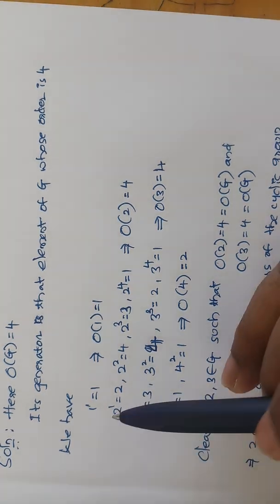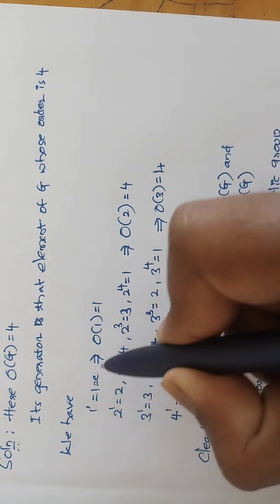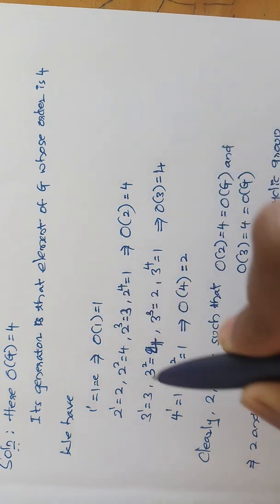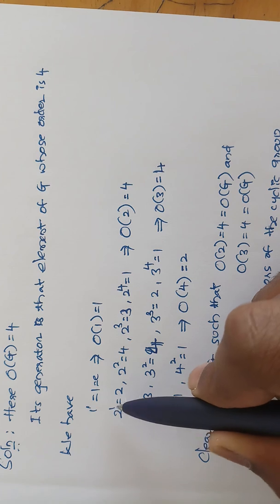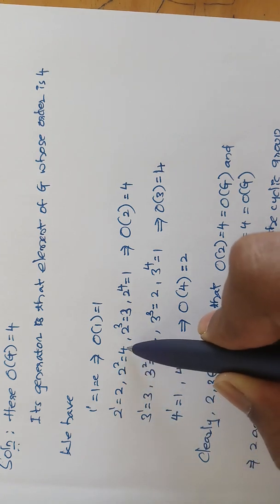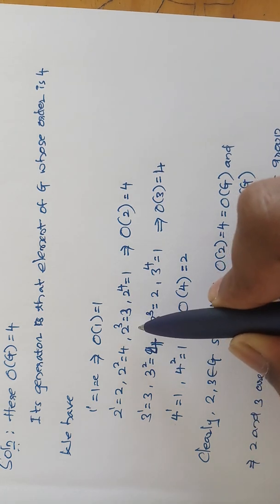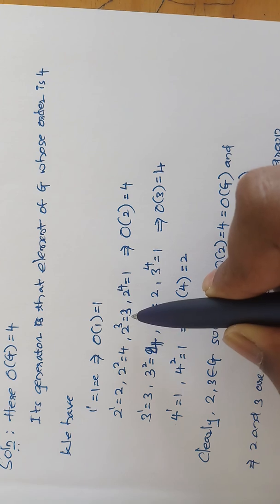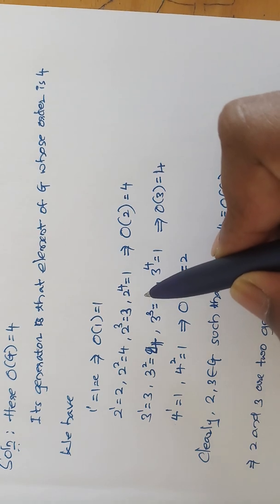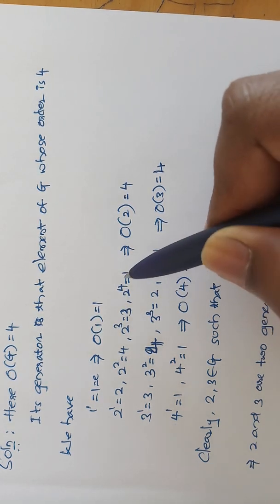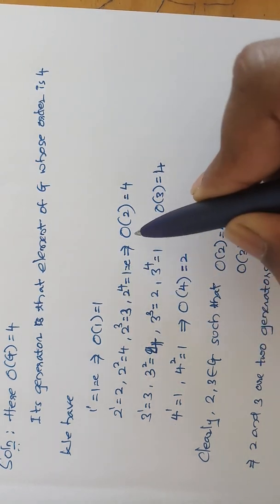So let me see that. If you multiply 1 one time, you get 1, which is the identity element. Therefore the order of 1 is 1. Now raise the power of 2. 2 to the power 1 is 2. 2 to the power 2 is 2 times 2, which is 4; divided by 5, the remainder is 4. 2 to the power 3 is 8; 8 divided by 5, the remainder is 3. 2 to the power 4 is 16; divided by 5, the remainder is 1. So this is the identity element. Therefore the order of 2 is 4.